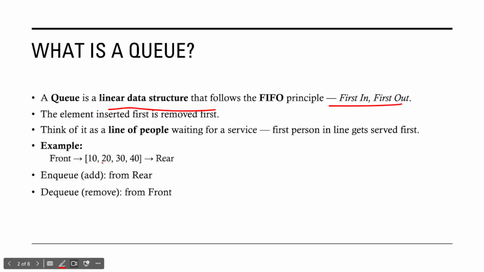If we represent it visually, from front: 10, 20, 30 and 40, this is the rear and this is the front. When we add a new element, it goes at the rear end, and that's called enqueue. When we remove an element, it happens from the front end, and that's called dequeue. If I want to add 50, it comes after this, and if I want to remove an element, the first one, 10, is removed, then 20, then 30 and so on.